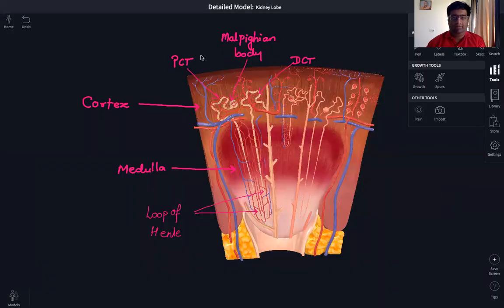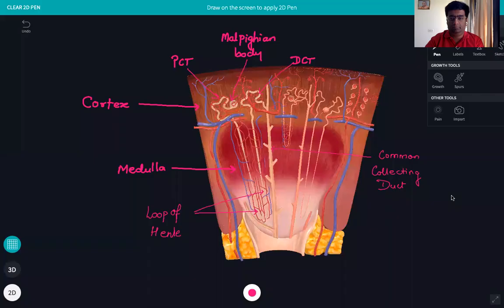So here I have just labeled the different parts of the nephron: the Malpighian body, which lies in the cortex, the PCT and the DCT also lying in the cortex, the loop of Henle lying within the medulla, and of course, the common collecting duct also lying within the medulla. It passes from the cortex down into the medulla to open at the apex of each pyramid. So this is about the gross structure of the nephron.